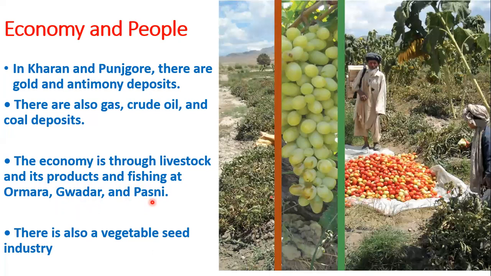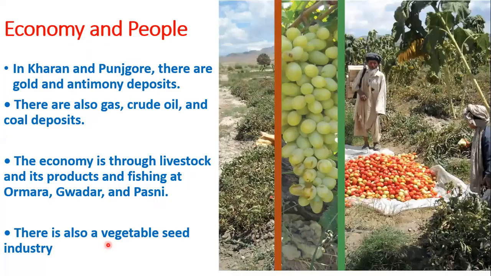It means that here is a huge number of livestock. Clear? Livestock include animals, cattle, including camels, goats, sheep, and much more. And there is a variety of fruit produced in these regions. There is also a vegetable and seed industry.